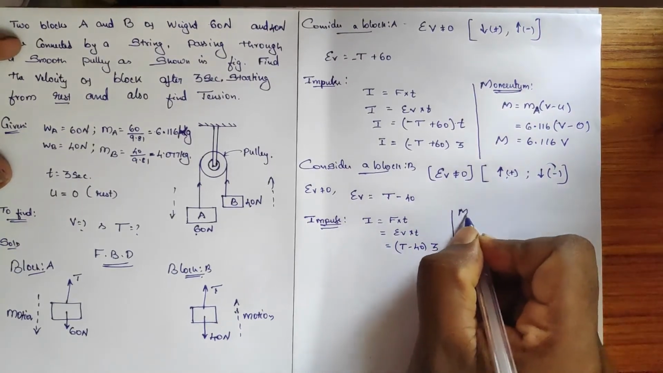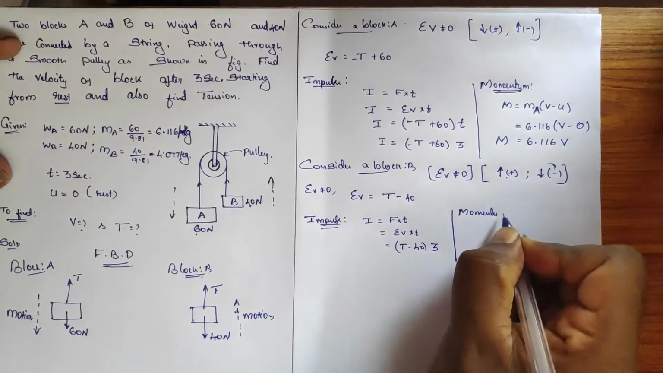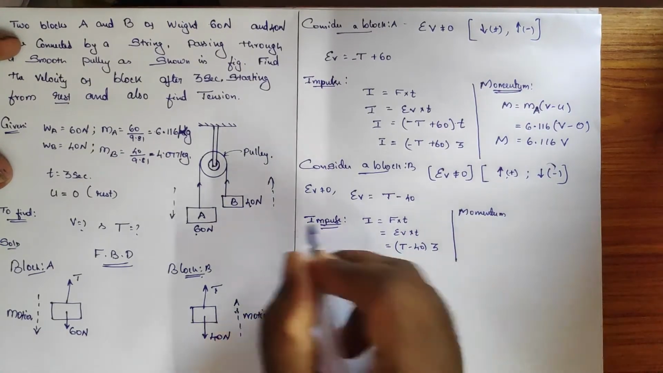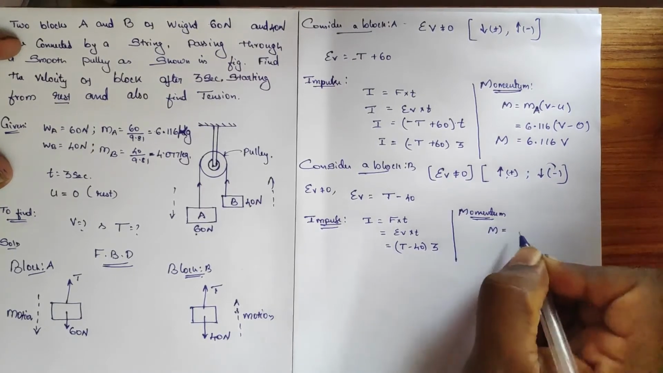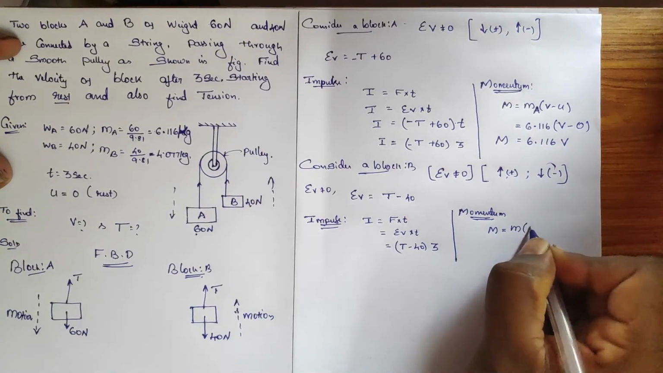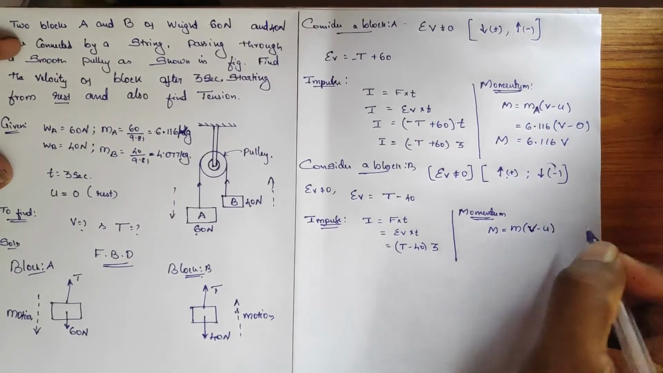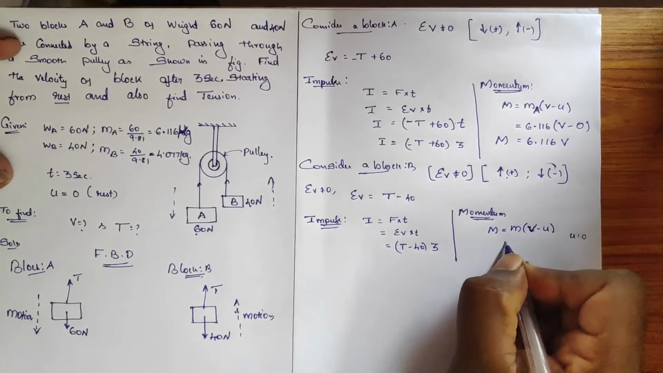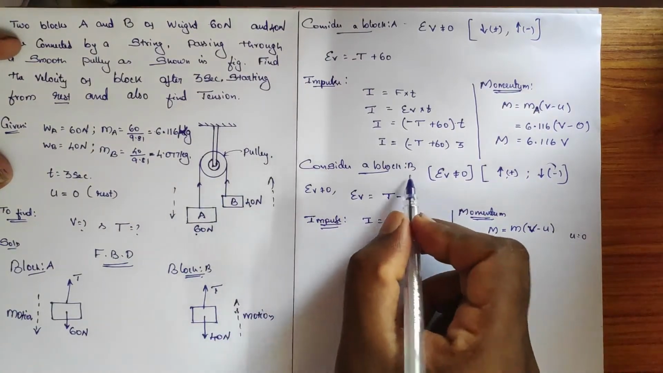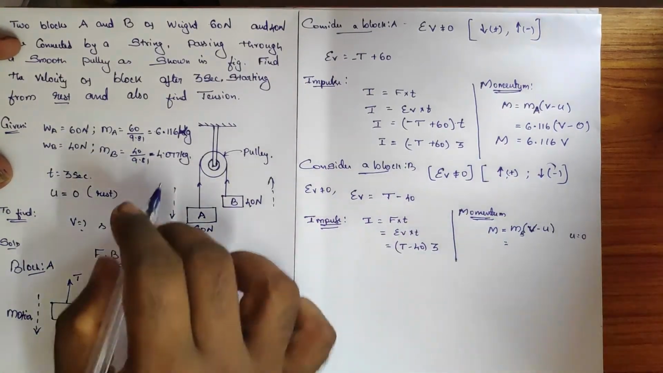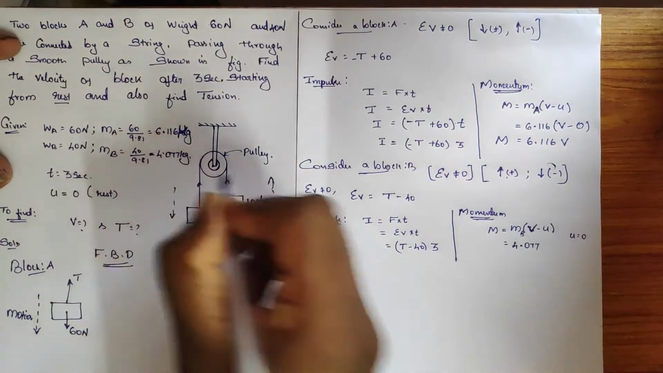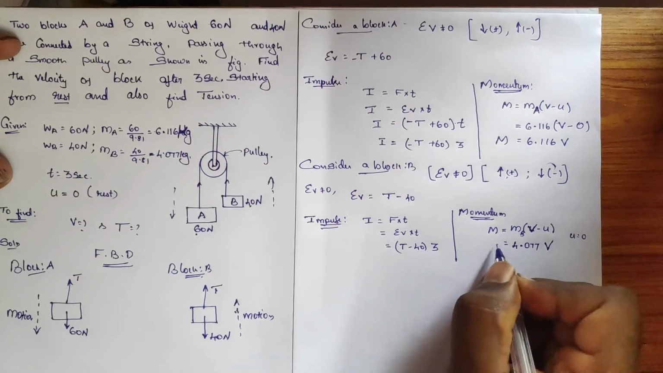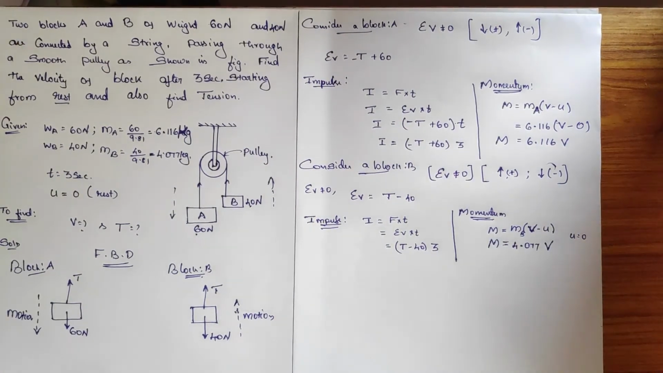In a similar manner, be ready with the momentum for block B. When you are considering it, M is equal to M into V minus U. Here U is equal to 0. What will you get? Momentum at block B, the mass is 4.077 and then into V. This is the momentum. Have you got it?